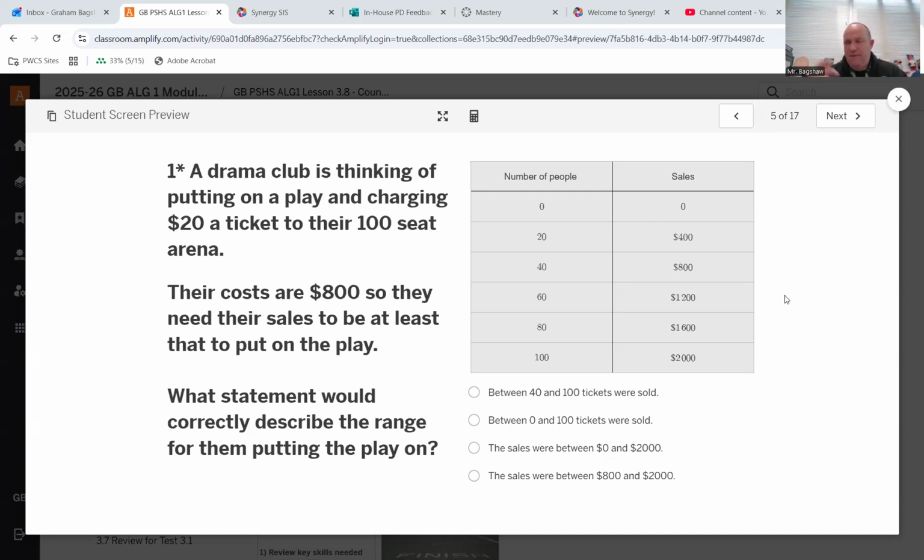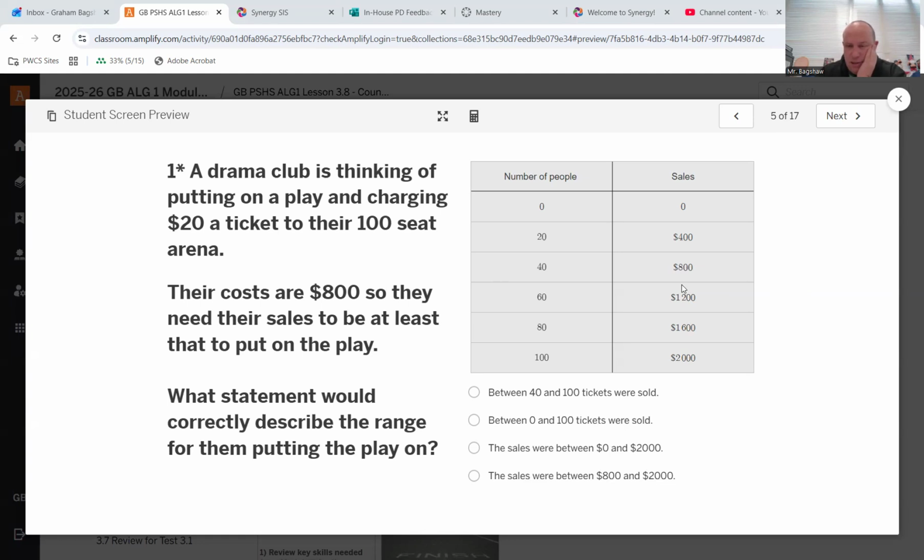So, obviously, if you're only making $500 and they're going to spend $800, they're not going to run the play at that point and they'll just stop. What statement would correctly describe the range for them putting the play on? And you can see on the side here, we've got some numbers of people and we've also got the sales that go with it. So the range here is talking about the Y values. So we're looking at sales.